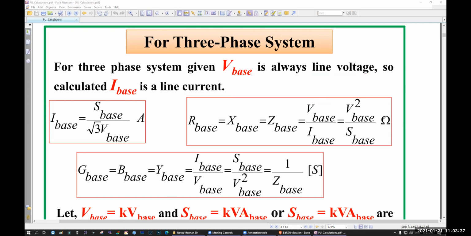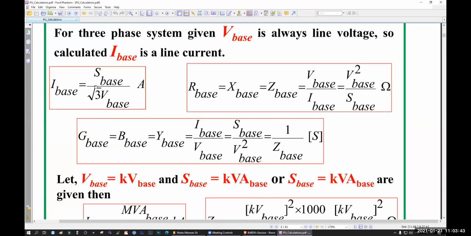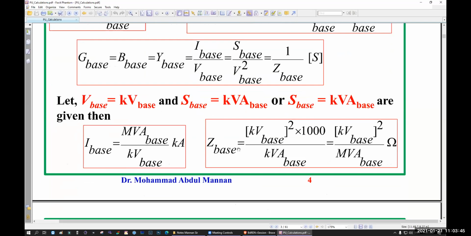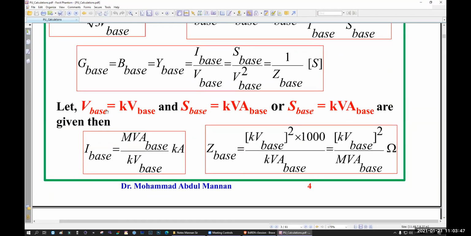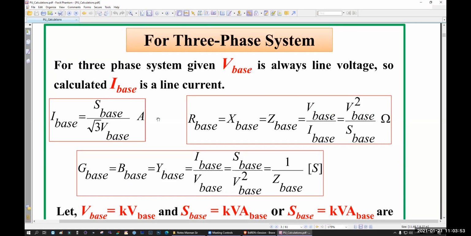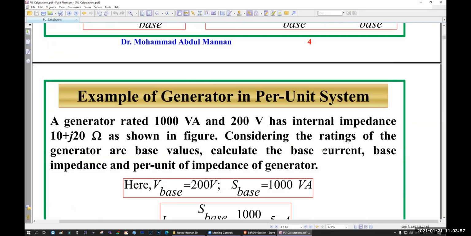Okay? Yes, sir. Now, G base will be what? Same. Only the I base was different. I base has a √3. Now again, those kVA, MVA things are here. But you do not have to see this because you already know what is happening here. How this ampere has come, you already know, right? Yes, sir. So let's do a math.